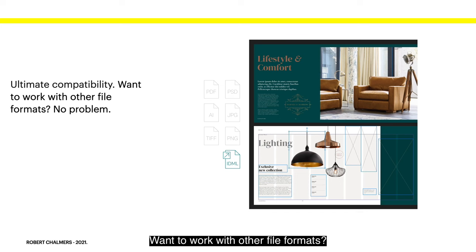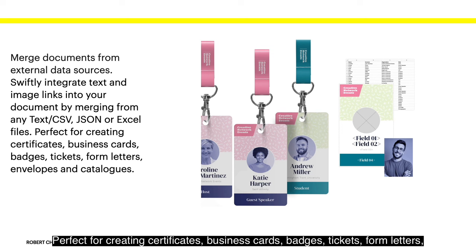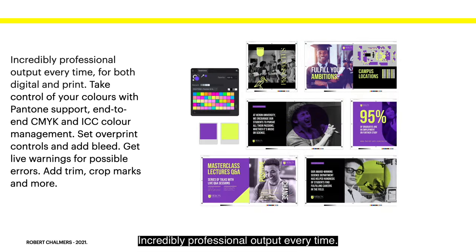Ultimate compatibility. Want to work with other file formats? No problem. Merge documents from external data sources. Swiftly integrate text and images links into your document by merging from any text, CSV, JSON or Excel files. Perfect for creating certificates, business cards, badges, tickets, form letters, envelopes and catalogues. Incredibly professional output every time, for both digital and print.